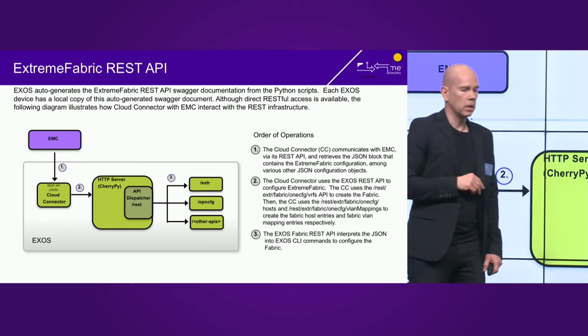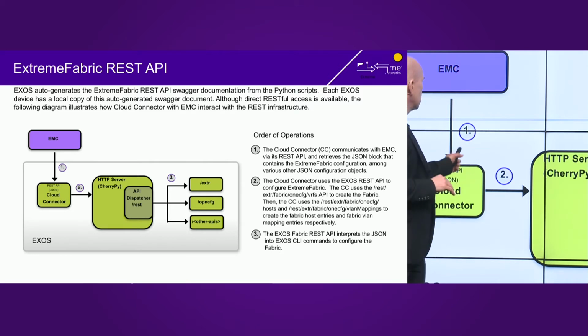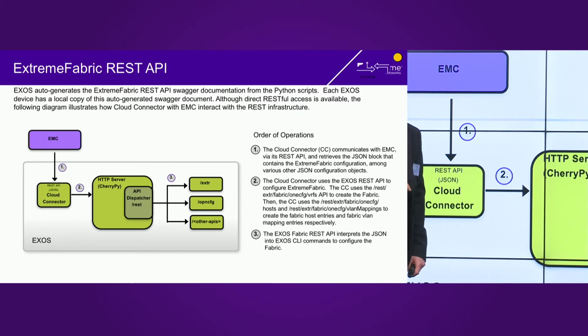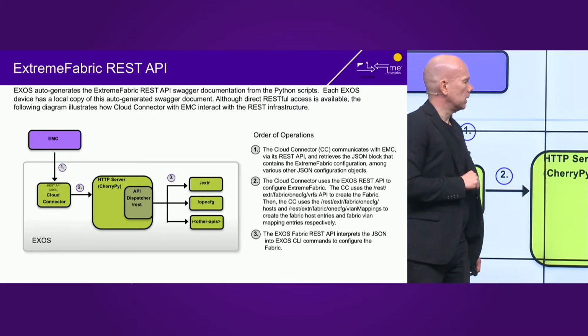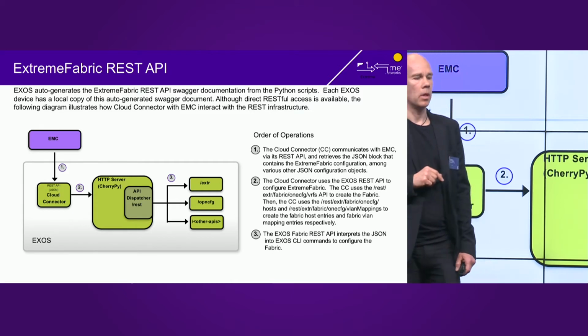So what this shows you is basically, as I have been talking about the RESTful API for Extreme management, this just shows you that you have your EMC up on the north here. Then you have your cloud connector. Basically have a RESTful API from EMC into the cloud connector. Further on a RESTful API into basically your fabric elements. And at the end of the day, you are going to push down the fabric configuration into each and every element based on this RESTful API.